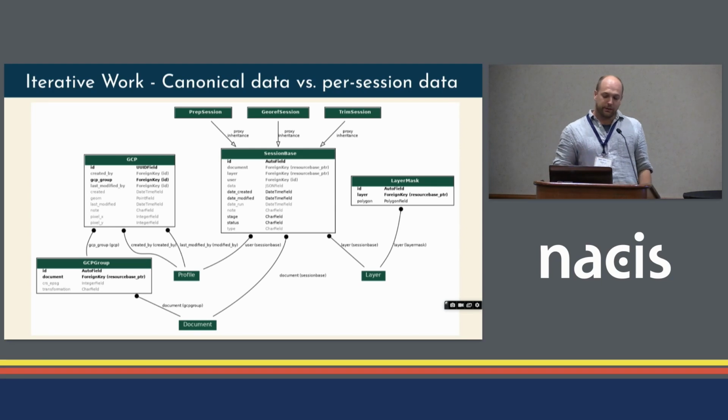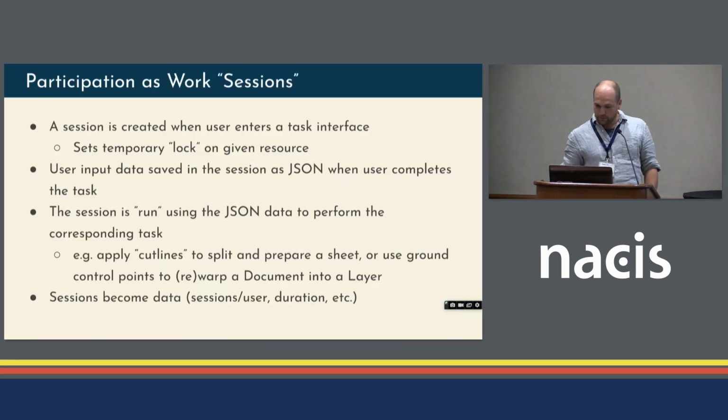So looking at the idea of iterative work, this led to the concept of storing 2 different types of data storage. So canonical data, which is the current ground control points applied to a given document, creating the layer. So that's kind of the canonical, like the existing current ones. Or if someone does it 2 different times, you want to be able to go back to the old one. So the input data is also stored in this idea of session data. And I'll talk a little more about that here.